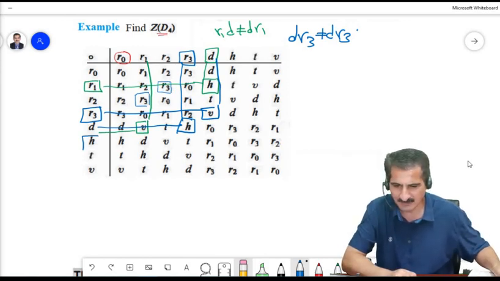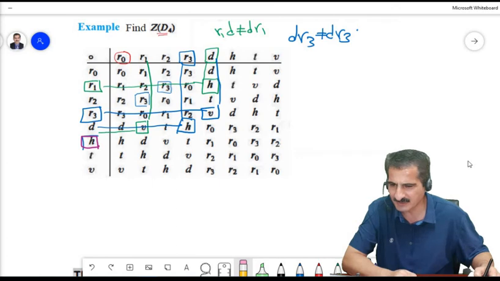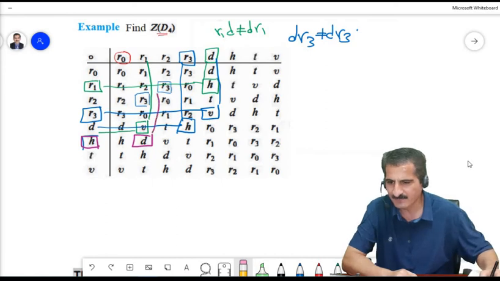Another color. Let's take H. Let me hunt for another element that does not commute with H. H and R1. R1 and H. Good. H and R1 gives D. H compose R1 gives D. Now R1 compose H gives T.